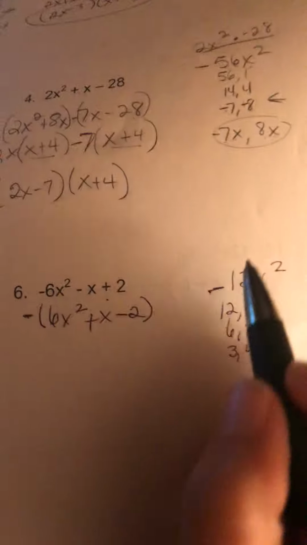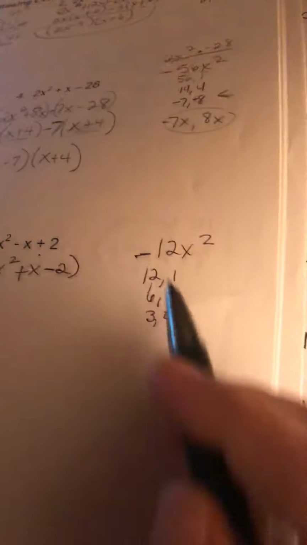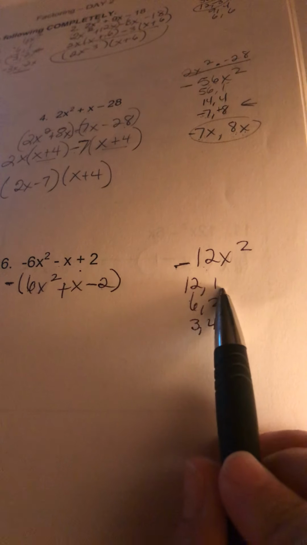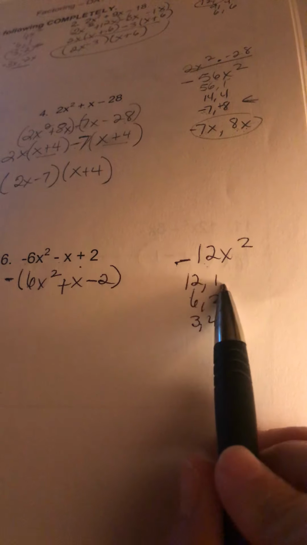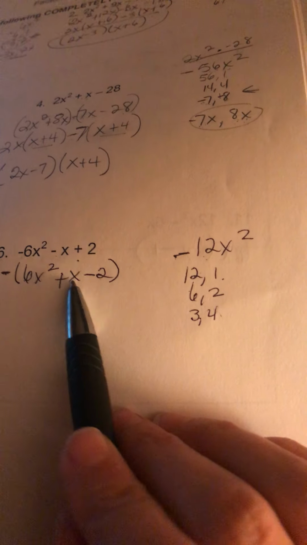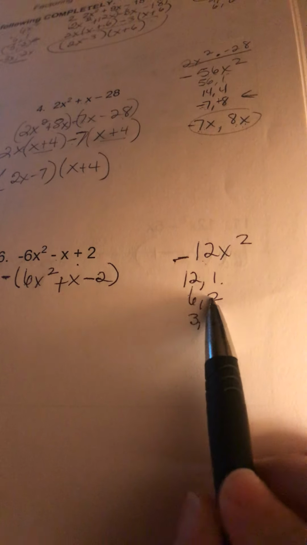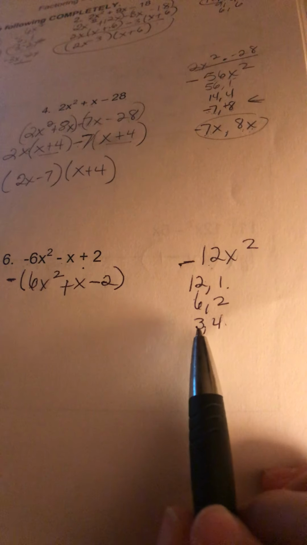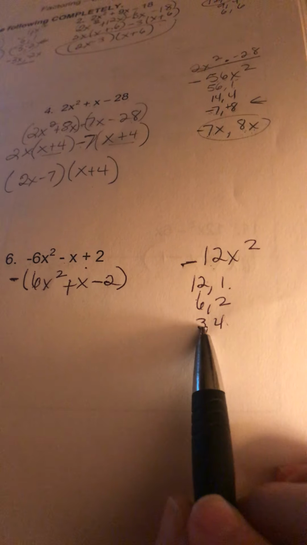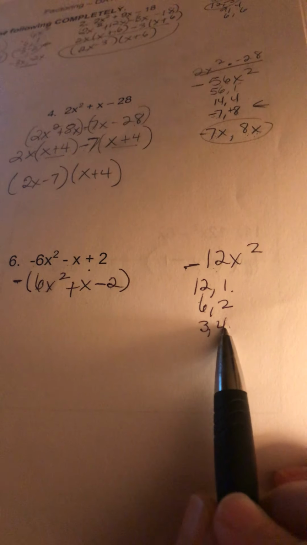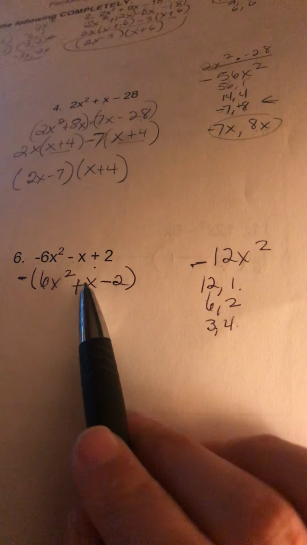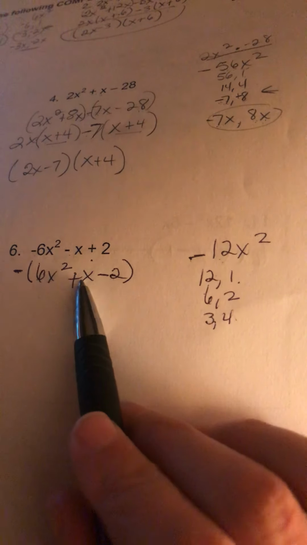So what are we going to have here? Is there any of these that when you add or subtract the two together gives 1? 12 minus 1 is 11, right? 12 plus 1 is 13. We're looking for 1. 6 plus 2 is 8. 6 minus 2 is 4. So that doesn't work. Let's look at this one though. 3 minus 4 gives you negative 1, right? 3 plus 4 gives you 7. But if you take 4 and subtract 3, you do get a positive 1.